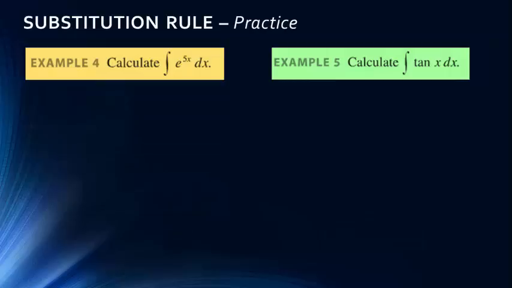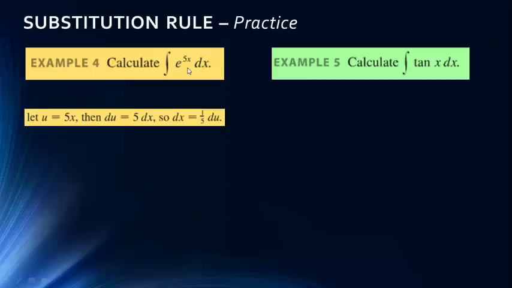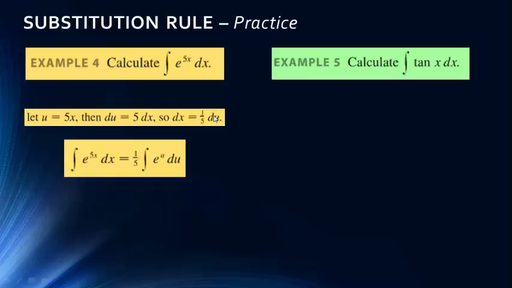Here again, we have a composite function, e to the 5x dx. If we set u equal to the exponent, 5x, then du equals 5 dx. Notice again, we don't have a multiplier of 5 here, so we solve for dx and get 1/5 du. Substitute this in, and we get 1/5 e to the 5x plus c. Don't forget your c.